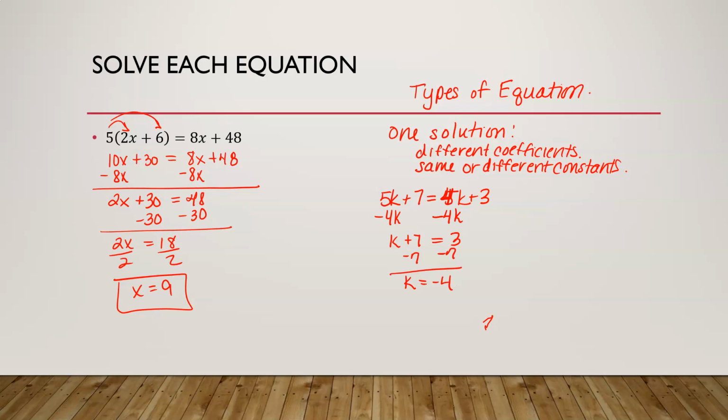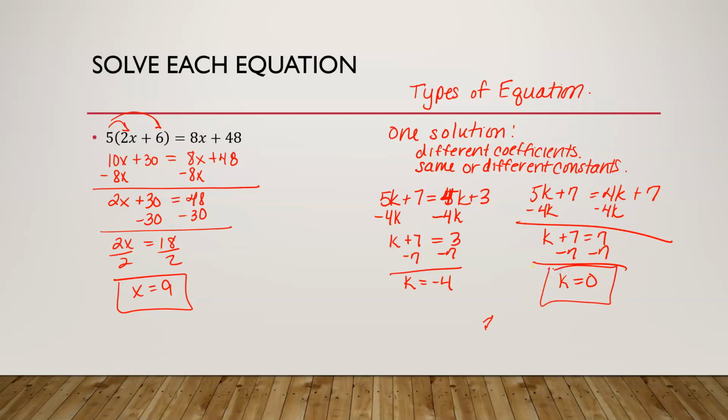Or you can have 5k plus 7 equals 4k plus 7. And let's see what happens. I'm going to subtract that 4k from both sides. And I have k plus 7 equals 7. And I'm going to subtract 7 from both sides. And I have k equals 0. So when your constants are the same, your answer is going to be 0. When they're different, you're going to have one solution. So that's one solution. So fill in that section for one solution.